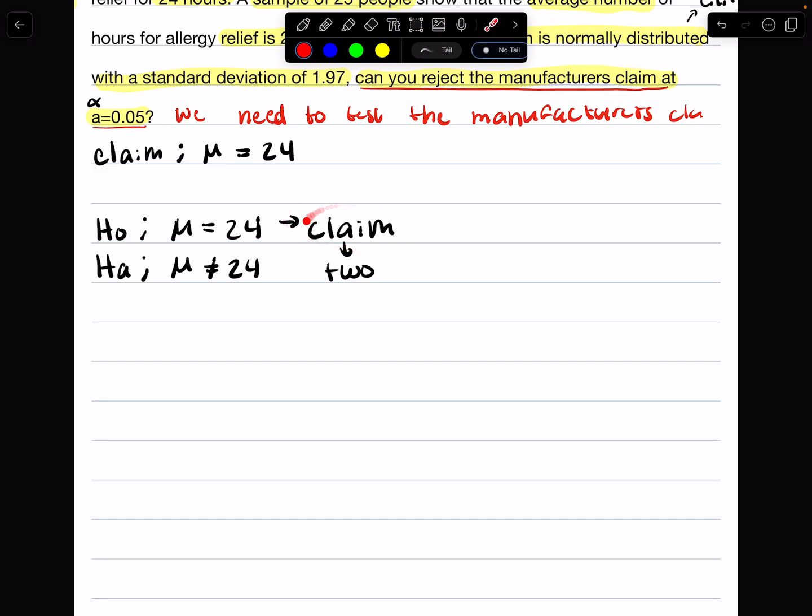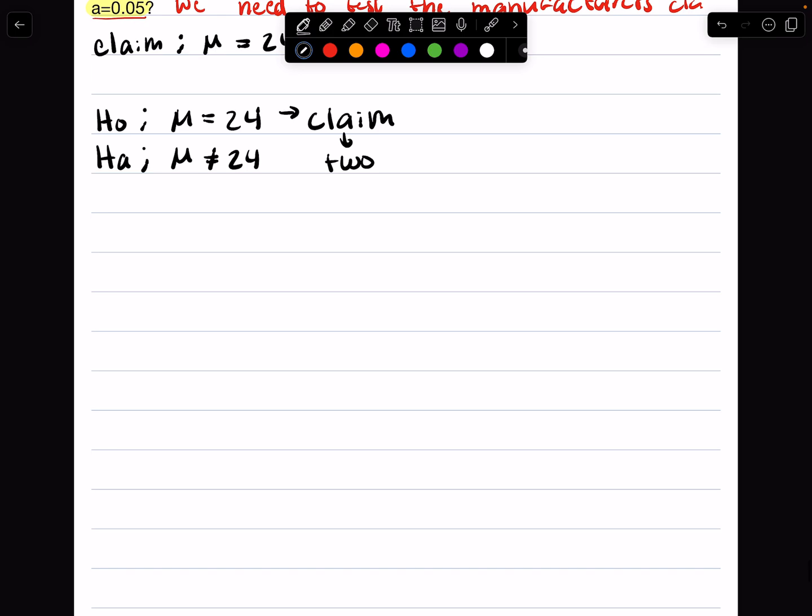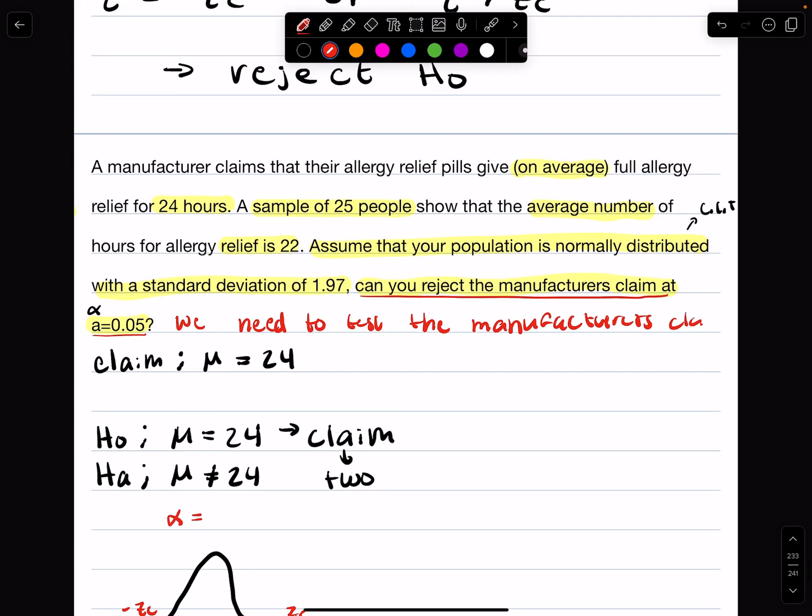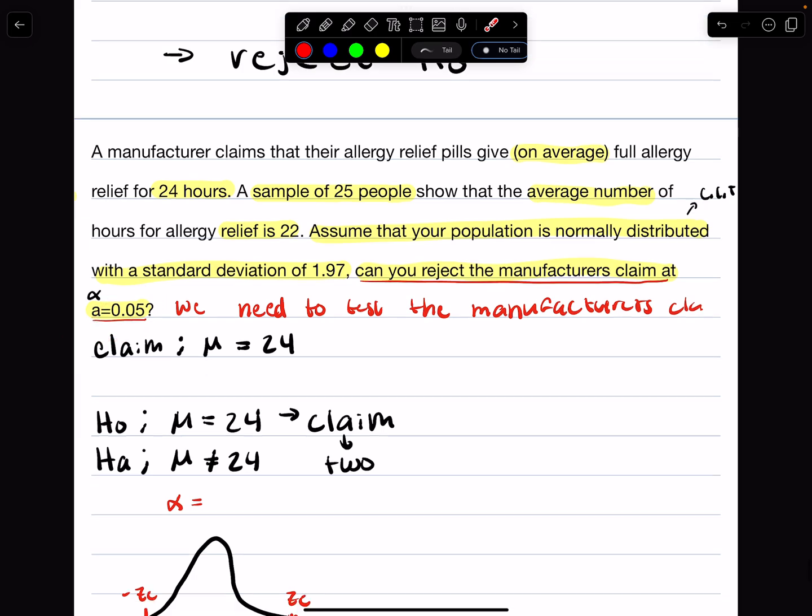Now, notice we said this was our claim, which means we're working with a two-tailed test. So let's draw a picture of our normal distribution. To be a two-tailed test means there are two rejection regions, one on the left and one on the right, each of which has its cutoff critical value. Now, the last lecture video was us finding these critical values. What did we need to find the critical values? We needed alpha. Alpha, in this case, is 0.05.